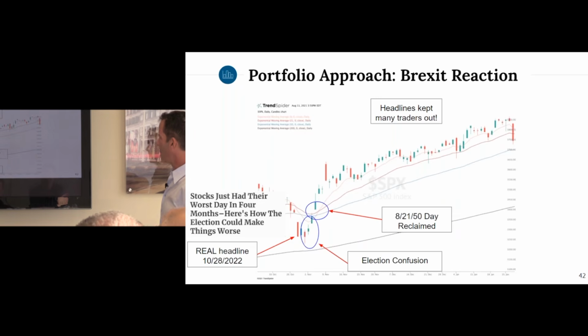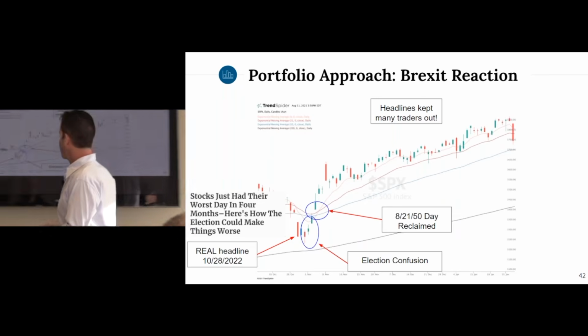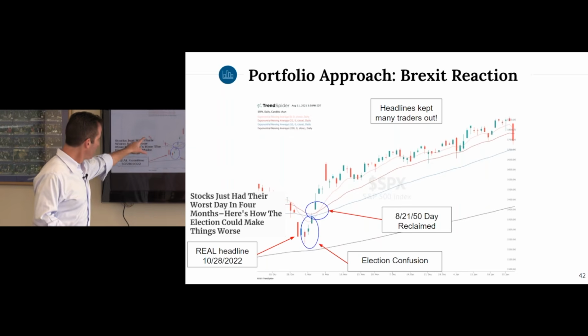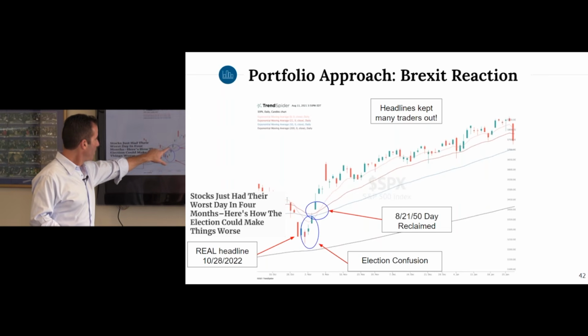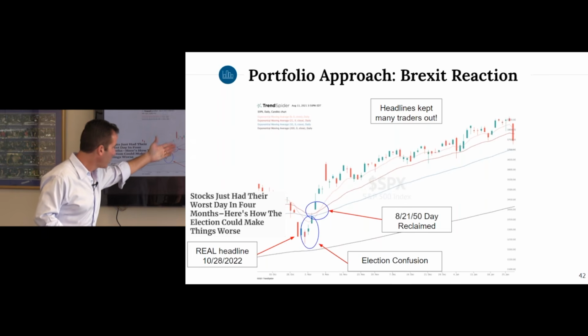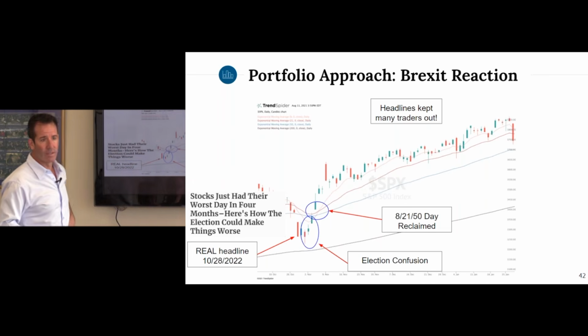So here it breaks it down a little bit more, where stocks just had their worst day, plus you could have been out of the way. And then here, reclaimed all the moving averages, and then set another portfolio approach for months.